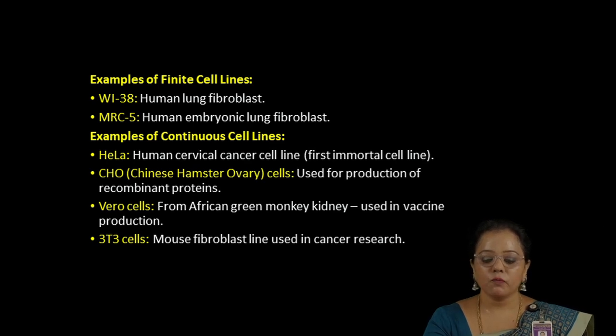So the examples of continuous cell lines: HeLa cells, which are human cervical cancer cells, and CHO, Chinese hamster ovary cells, which are used for the production of recombinant proteins. And Vero cells, from African green monkey kidney, which are used for vaccine production. And 3T3 cells, a mouse fibroblast line, which is used for cancer research.